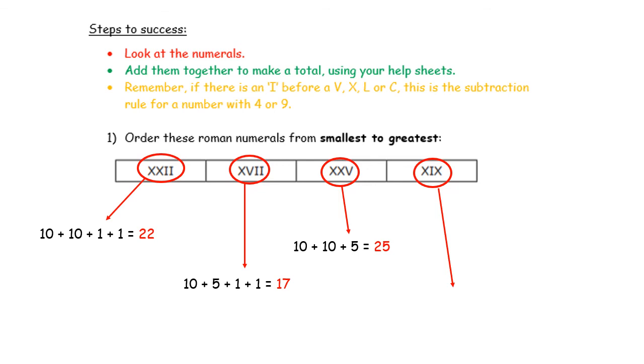And the last one, XIX. That is 10. And then because there's an I before the X, that's our special subtraction rule. So I actually know that that means 9 because it's 1 less than 10. So it's 10 plus 10, take away 1, which is 19. Then you just need to order those from smallest to greatest. Okay, good luck with the rest of your learning this week.